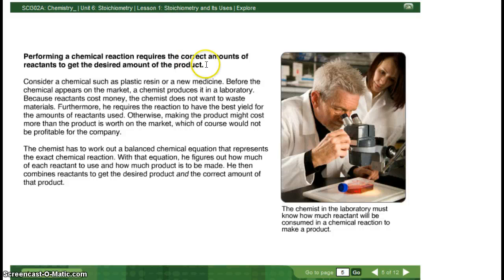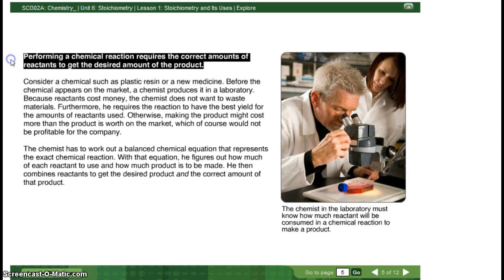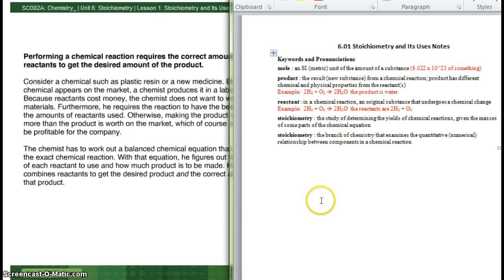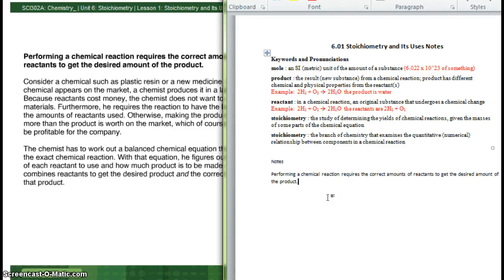Okay, so main idea is basically this sentence. So performing a chemical reaction requires the correct amount of the reactants to get the desired amount of the product. So I'm going to add in there, we don't waste chemicals as they are expensive.